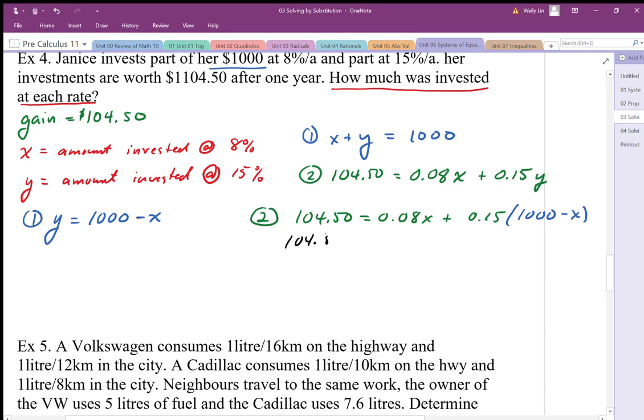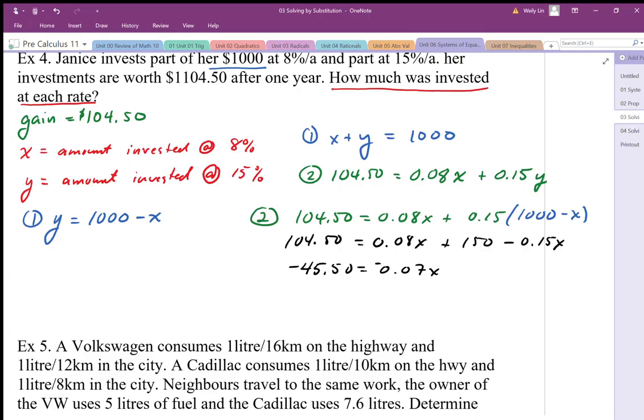So 104.50 is equal to 0.08x plus 150 minus 0.15x. Combine like terms: negative 0.07x. Subtract 150 from both sides. I have negative $45.50. Okay, so I subtracted that. I need a calculator here. I'm going to calculate my value by dividing by negative 0.07.